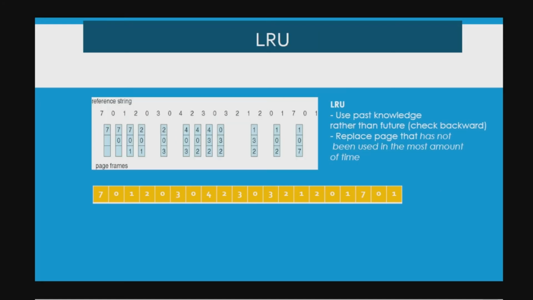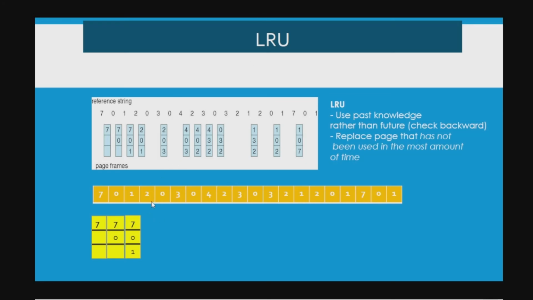And the last algorithm is the least recently used. Okay, LRU. So in LRU, we use the past knowledge rather than the future. So that means we check backward and replace the page that has not been used in the most amount of time. So at first, we have 3 spaces available. So easy. Let's put 7, and then 7, 0, and then 7, 0, 1. Okay. Next, we already have here 7, 0, 1, and there is no space available.